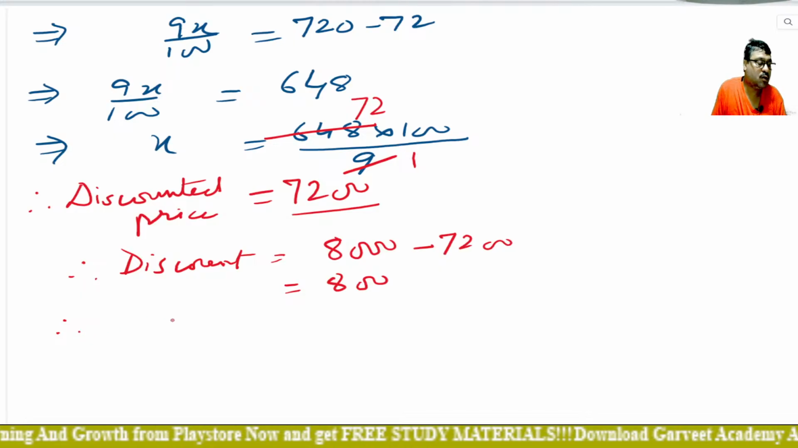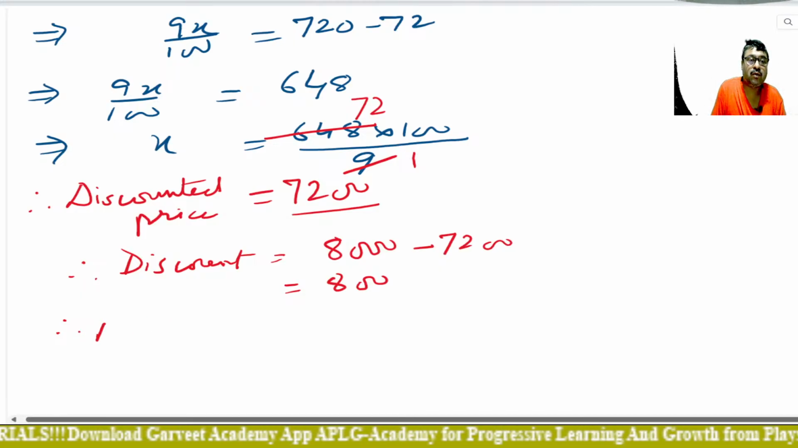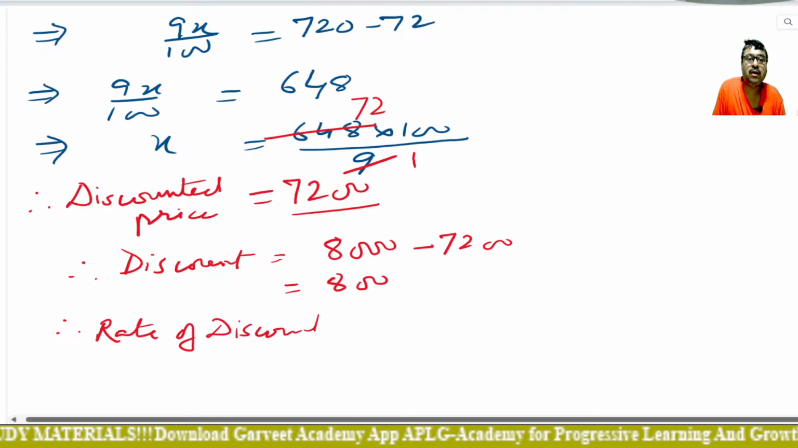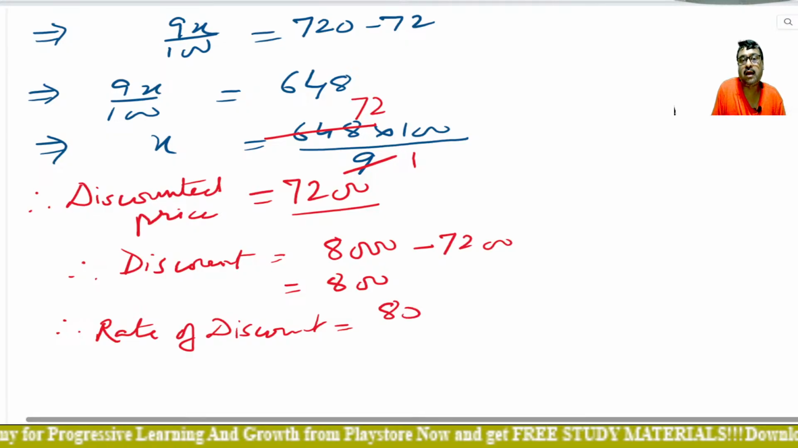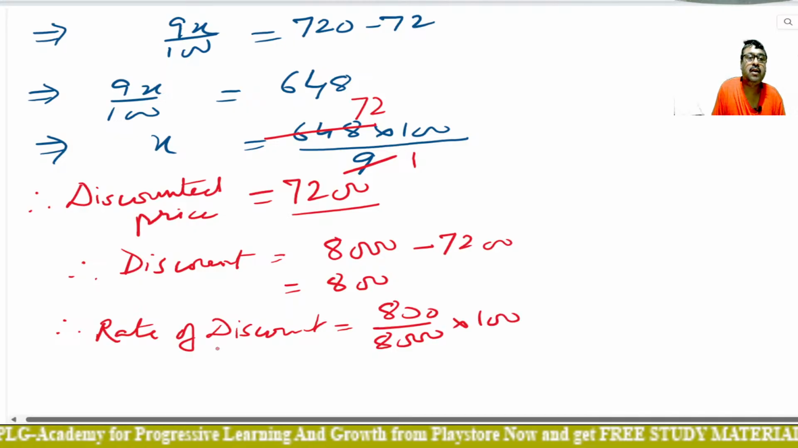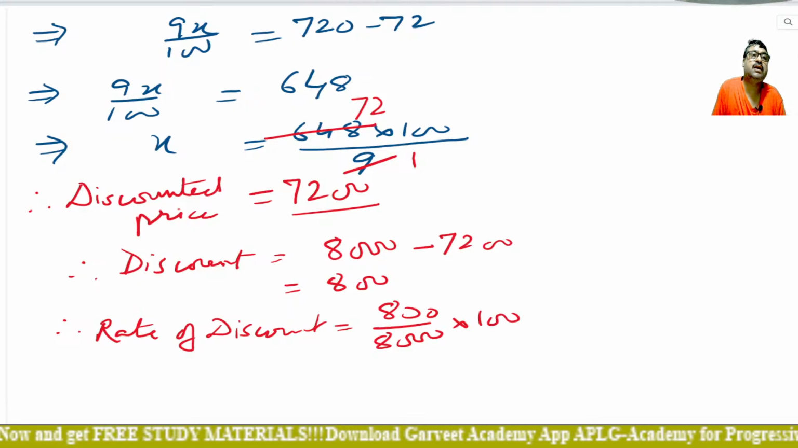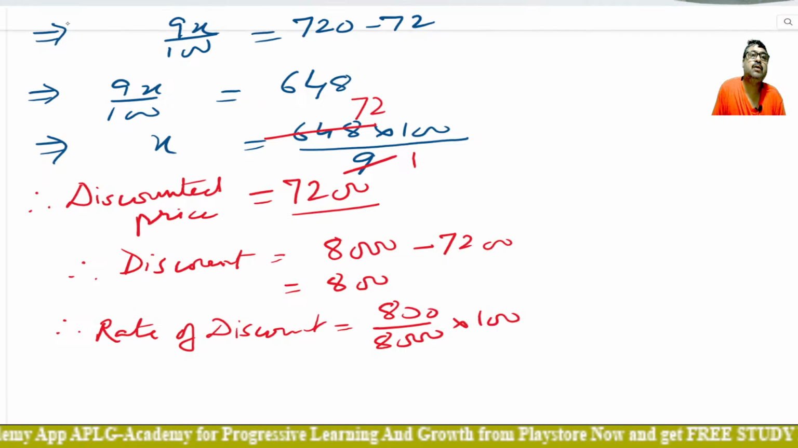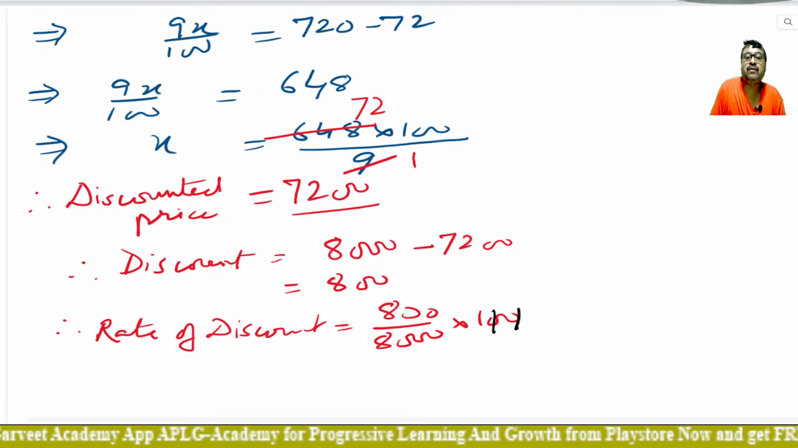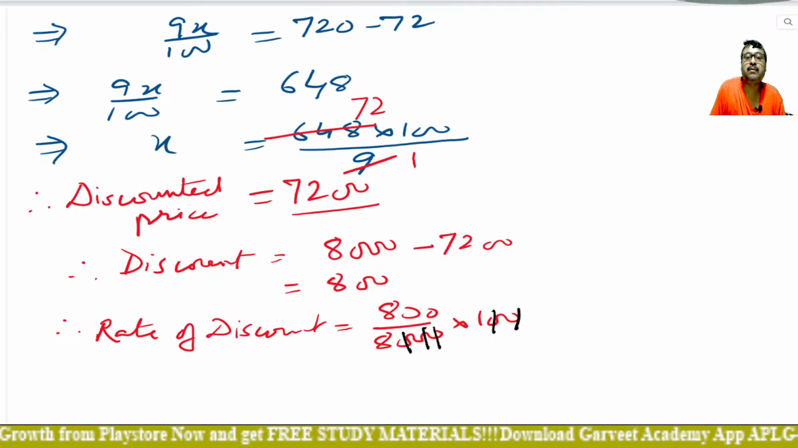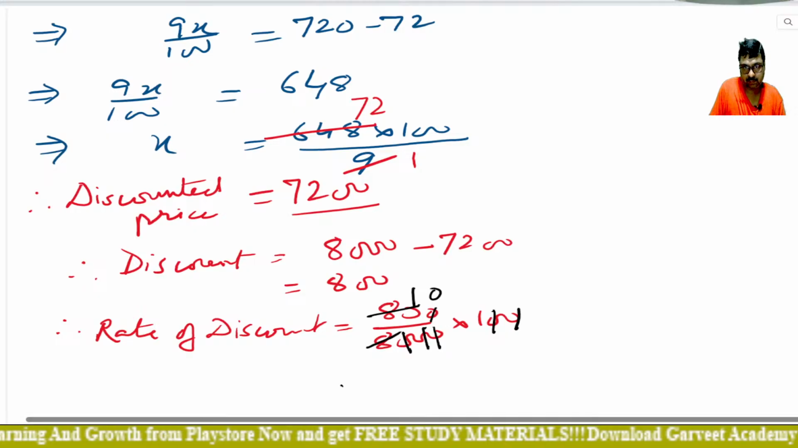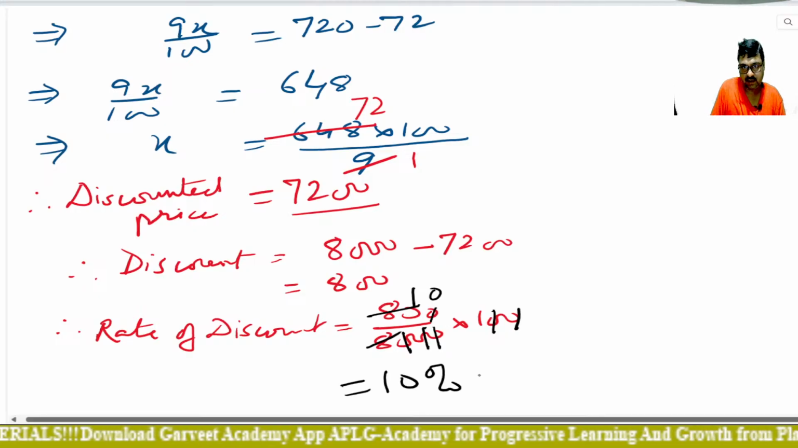So you are asked the discount percent, the rate of discount. Therefore, the rate of discount will be 800 on 8,000. Then how much on 100? This will give us the final answer. That will come down to 10%. And these kinds of questions are very important. They used to come in the exam. This is called reverse calculation. You may check the answer and confirm.